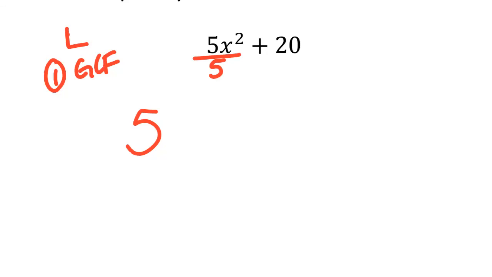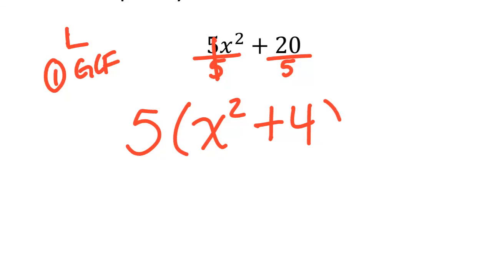So if I take those, divide by 5 on each term, what do we have left over? 5 divided by 5 is 1, and I'm just left with x squared. And then 20 divided by 5 gives us what? A positive 4. And then check, do I have a difference of two squares here? No. Why not? Because of the addition symbol.